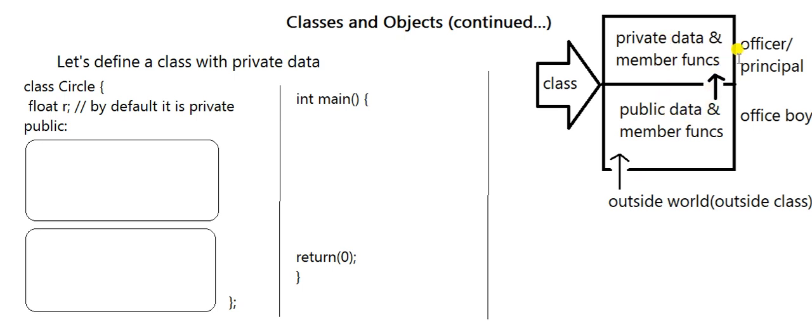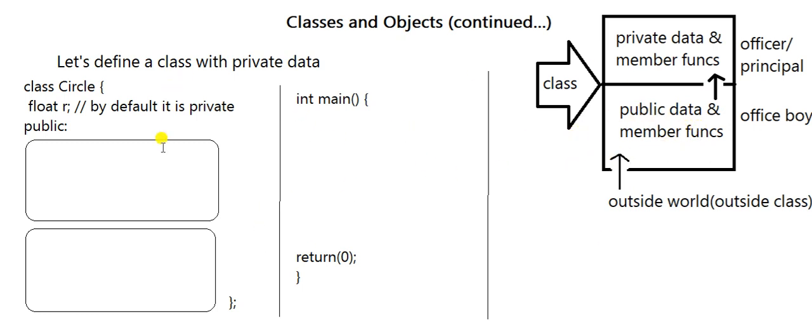For instance, say this private data, you can treat it as an officer or principal. You cannot meet him directly, you cannot directly interact with him. You need some person through whom you will interact. So you want a document to get signed from the principal. Then what you will do, you ask the person sitting outside the cabin, he will take your document inside and get it signed, because for that person the principal is accessible, for you he is not accessible. This is how we access the private data or member functions through public data or member functions. I'll demonstrate that with the help of an example.